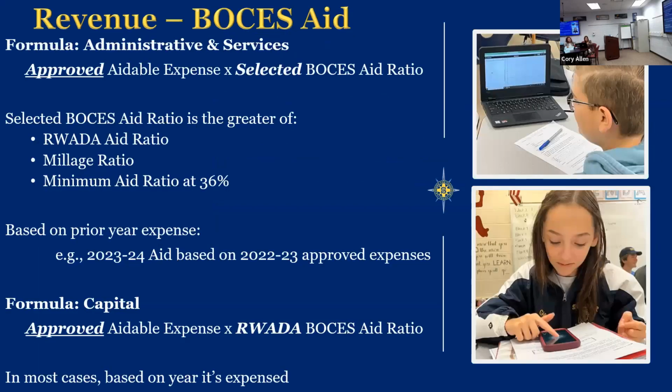BOCES aid is very similar to transportation aid. For this, there are 3 components: the administrative and what we'll call the instructional service. It's the approved aidable expense times the selected BOCES aid ratio. You select the higher of those 3 different ratio calculations. Remember that 23-24 aid is based on 22-23 expenses, so we haven't fully expensed this to the budget. It's forecasting. The capital portion of BOCES aid is a little bit different. There's still an aidable expense, but it's usually aided in the year it was actually expensed.